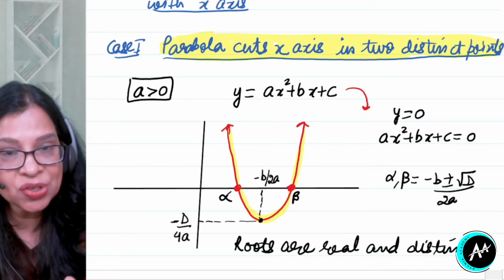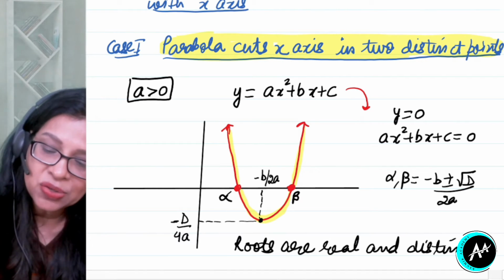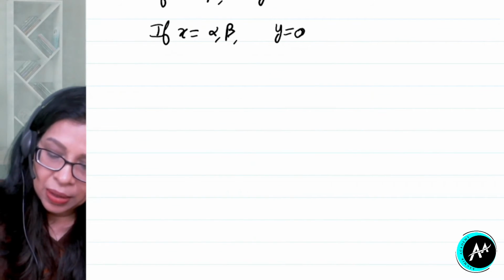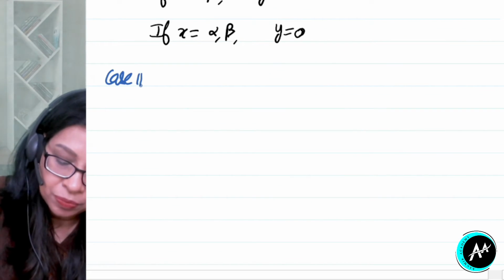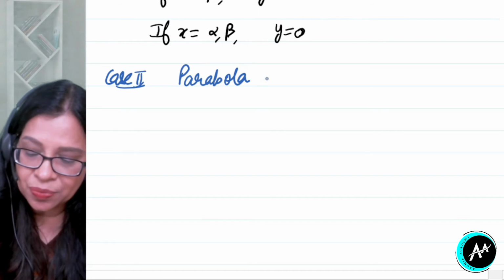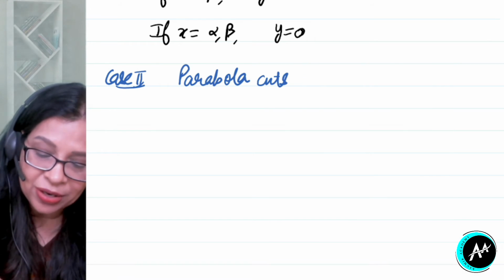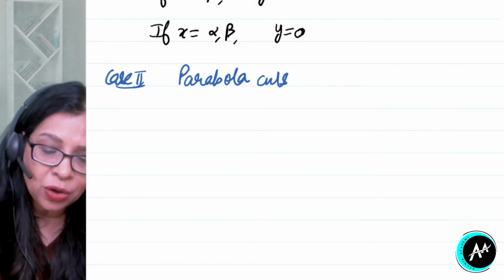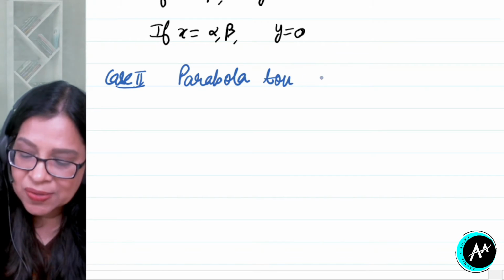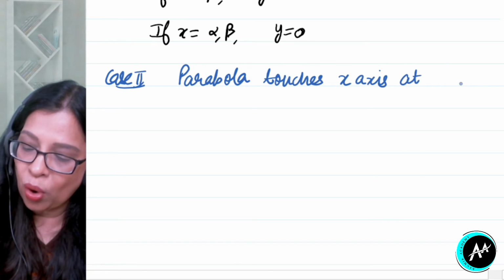Now let us take case 2, when parabola is touching x-axis at one point only. Alright, so let me take case 2 now. So case 2 would be parabola cuts x-axis, or touches, we can also say, that's a better word. Okay, parabola touches, we usually use the word touches when it is one point. So parabola touches x-axis at one point only.